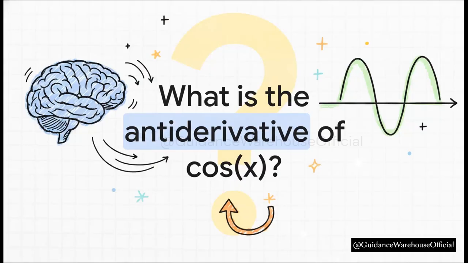So let's do a really quick check, just to make sure our brains are wired for this reverse thinking. What is the antiderivative of cosine x? Take a second. Well, if you remember your basic derivative rules, you know that the derivative of sine x gives you cosine x. Therefore, working backward, the antiderivative of cosine x absolutely has to be sine x.